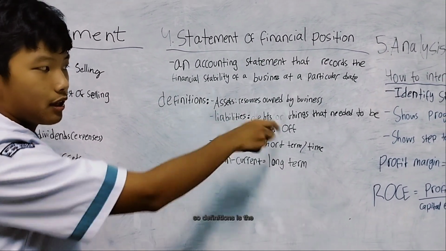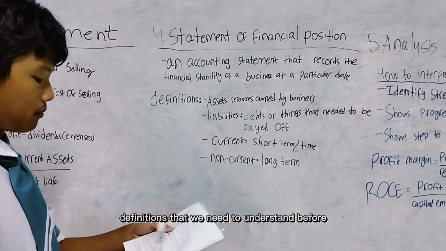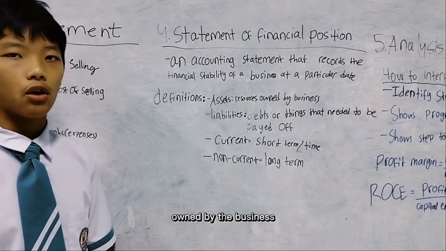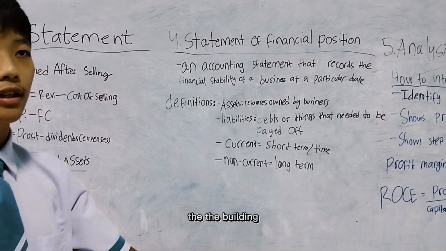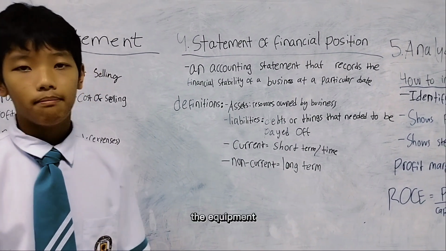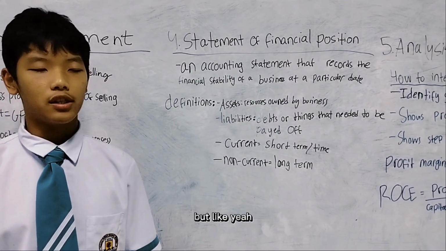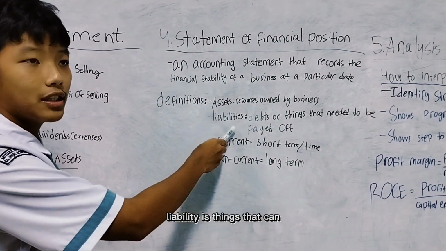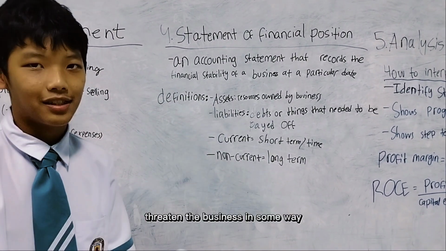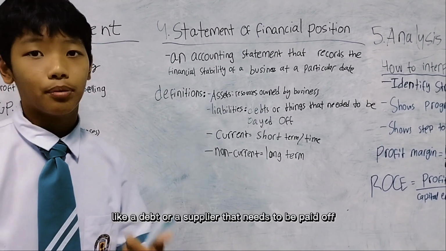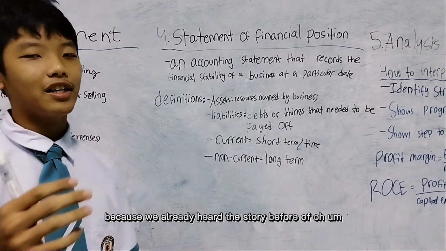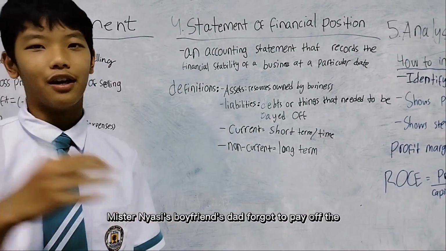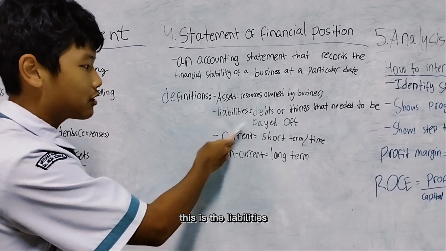So these are the definitions that we need to understand before going into all this. Assets are resources owned by the business, like the money, the building, the equipment, and actually not the employees. Liabilities are things that can threaten the business in some way, like a debt or a supplier that needs to be paid off. Because we already heard the story before of Miss Cynthia's boyfriend's dad forgetting to pay off the supplier. So, this is the liabilities.